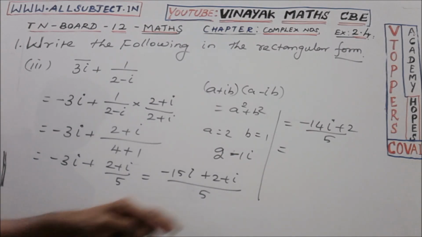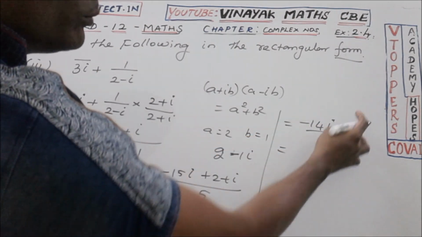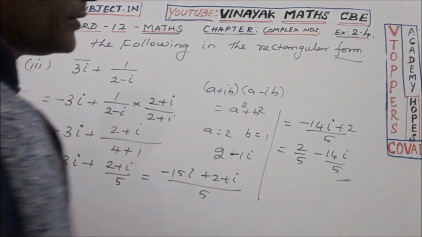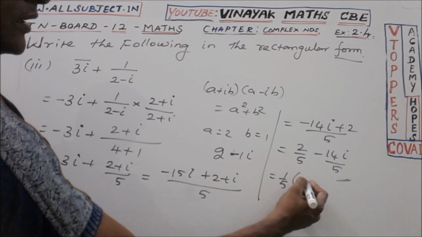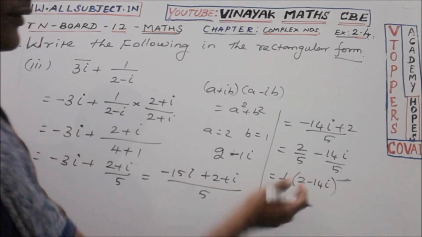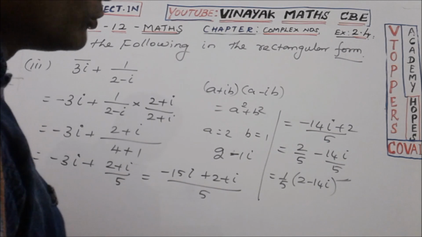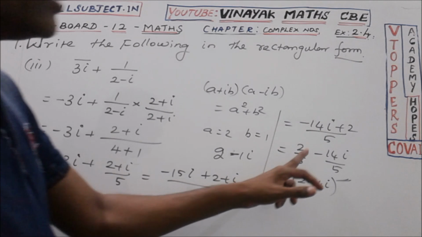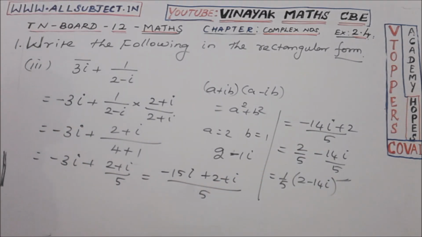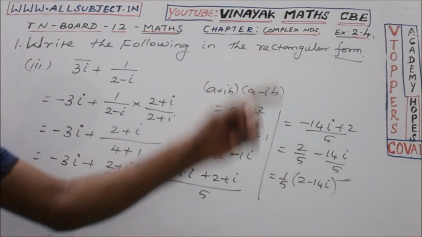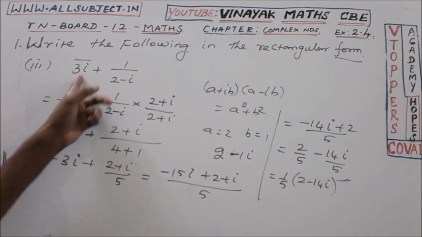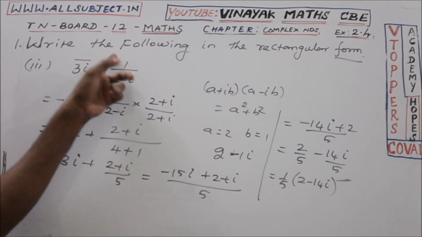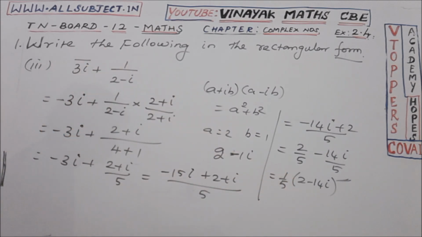Now writing in rectangular form, real part then imaginary part. 2 by 5 is the real part, minus 14i by 5 is the imaginary part, or 1 by 5 into 2 minus 14i. Or you can take 2 as common, 2 by 5 into 1 minus 7i. Or you can leave it this way, 2 by 5 minus 14 by 5 i. The respective rectangular form of 3i bar plus 1 by 2 minus i is 1 by 5 into 2 minus 14i.